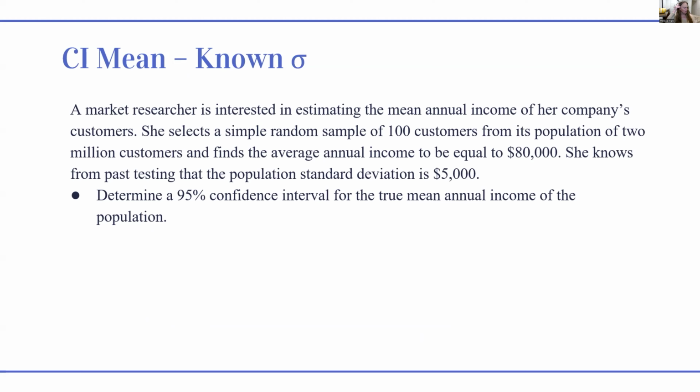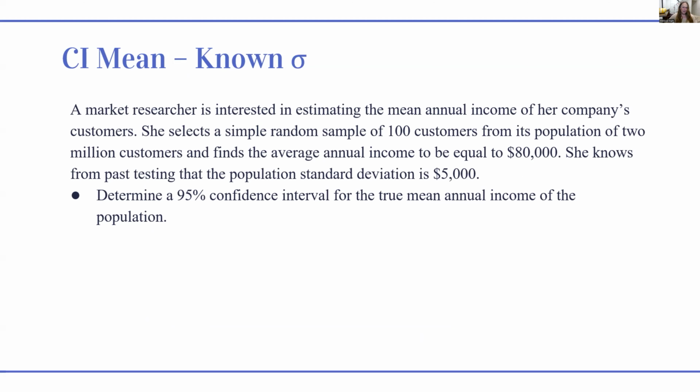She finds the average annual income of these 100 customers to be 80,000. So think about this. You've got 2 million customers, you randomly sample about 100 of them. What's the percent chance that this mean of 80,000 is going to be close to the population mean? From past testing, you know that the population standard deviation is 5,000. So the way you put this into practice, again, you've gathered the mean of the sample.